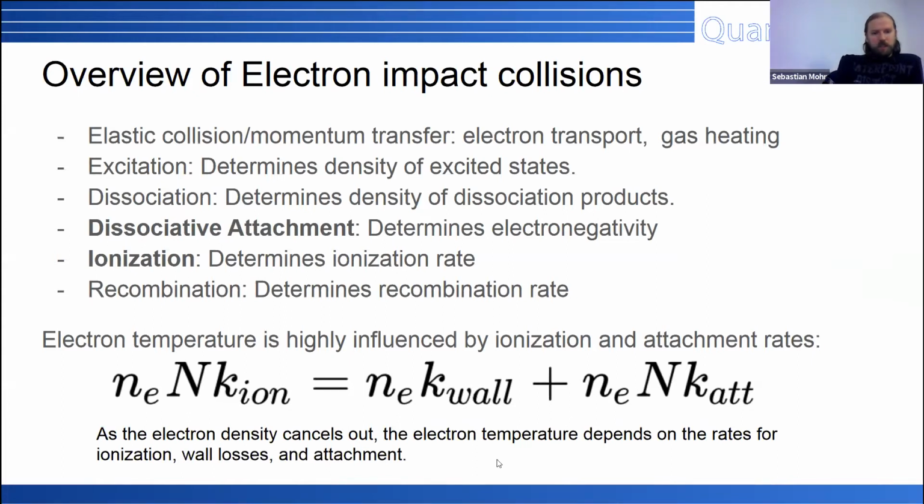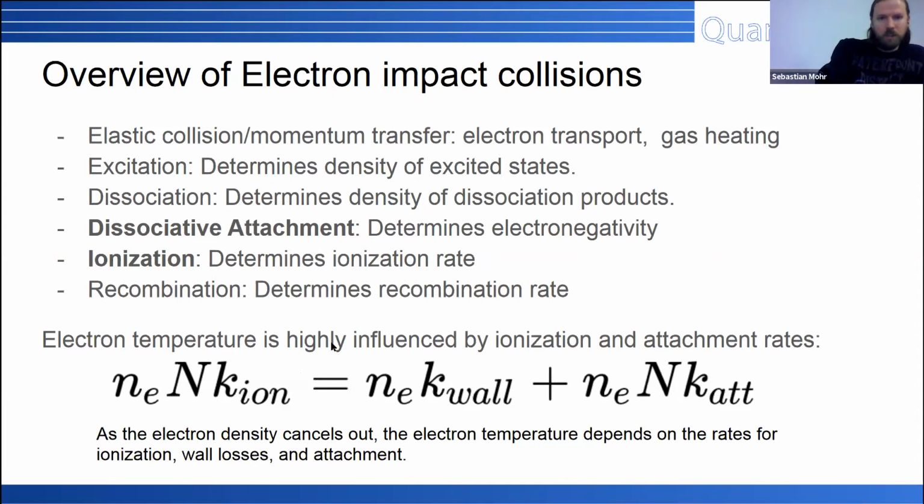And here you can make the particle balance. So on one hand, you have the electron production by ionization. On the other side, you have the electron losses to the walls and, in electronegative discharges, to attachment. This would be the equation for a rather low pressure electronegative discharge. At high pressures, you can also get, for example, contributions by recombination. But in this case, you see that the electron density actually cancels out, and all these terms then only depend on the electron temperature. So the electron temperature is usually entirely given by the rates for ionization, wall losses, and attachment.